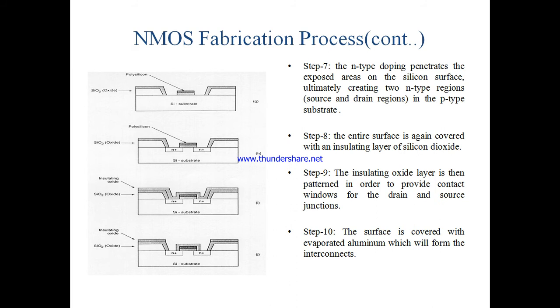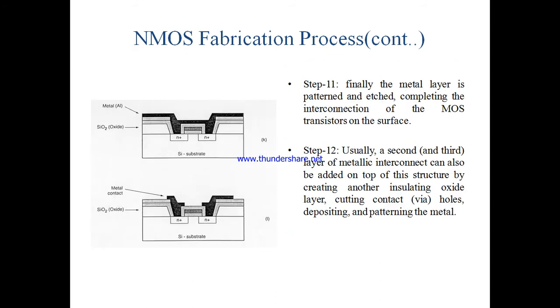The entire surface is again covered with an insulating layer of silicon dioxide. The insulating oxide layer is then patterned in order to provide contact windows for the drain and source junction. The surface is covered with evaporated aluminum which will form the interconnections. And next step is finally the metal layer is patterned and etched, completing the interconnections of the MOS transistor on the surface.